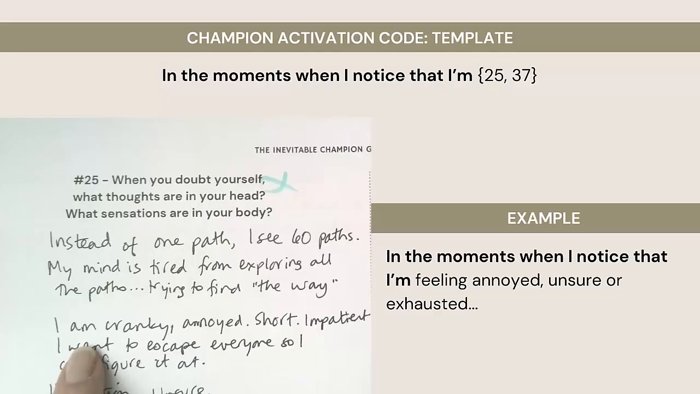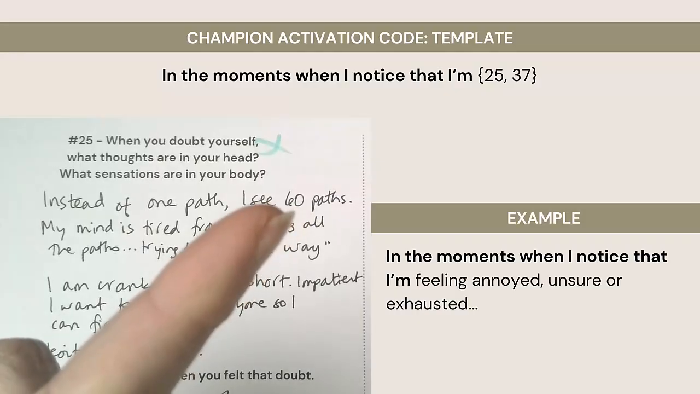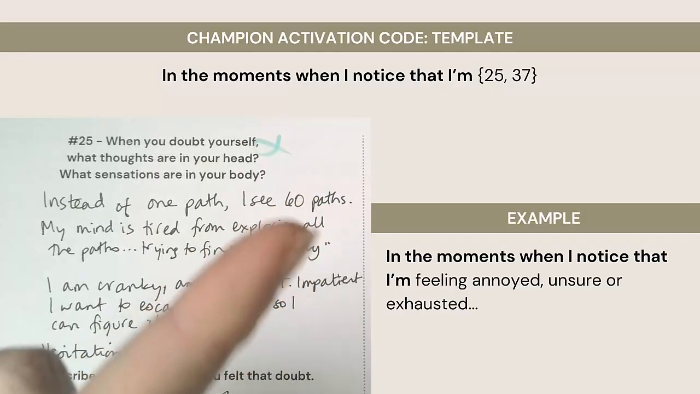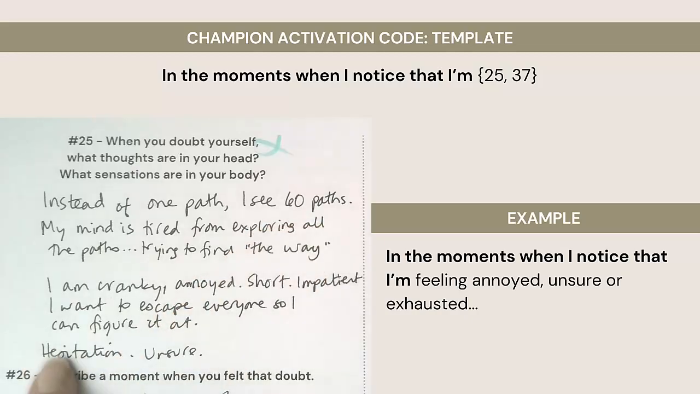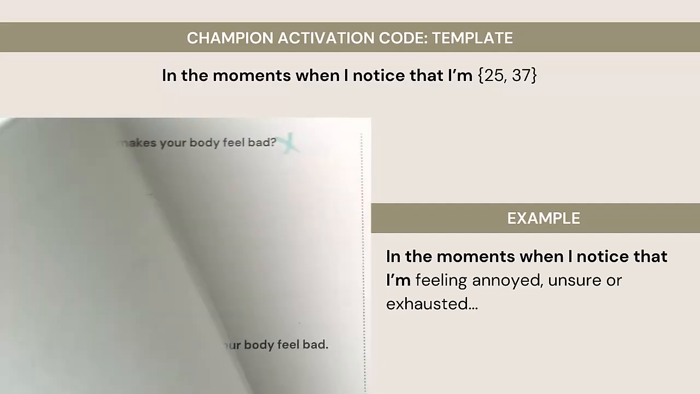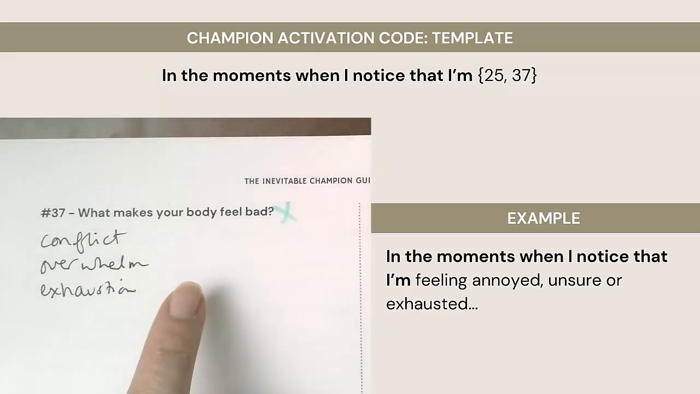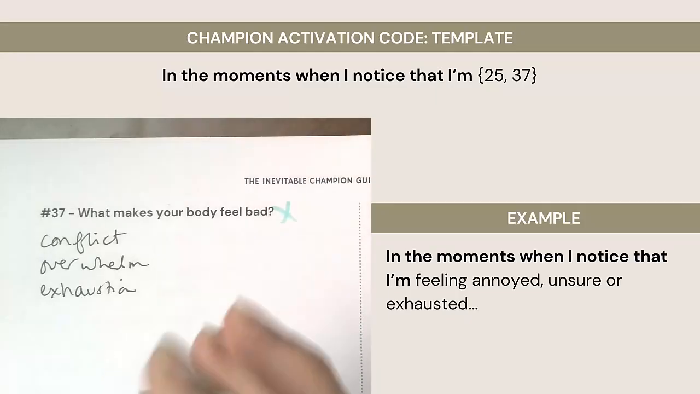Here I wrote, I'm cranky, annoyed, short, impatient, and also hesitation, unsure. So you can see that's what I used to create the example here. In the moments when I notice that I'm feeling annoyed, unsure, or exhausted, right? Those all came out of here. And also they came out of 37. What makes your body feel bad? Conflict, overwhelm, exhaustion. So in my example sentence, I'm trying to pull the top 3.